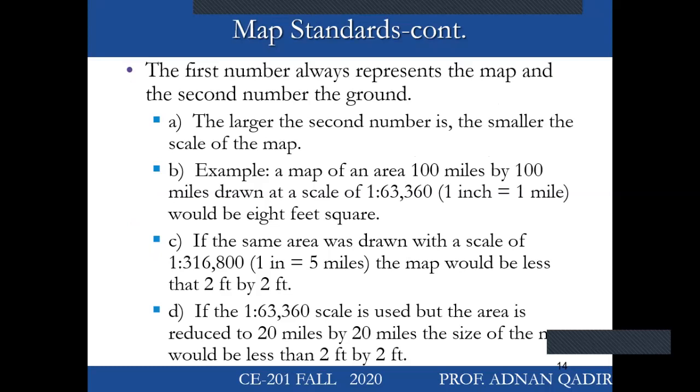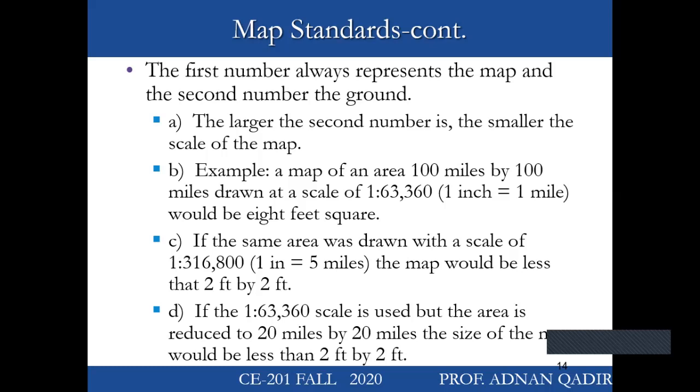Now, to continue with this, the first number always represents the map and the second number the ground. When we say the larger the second number, the smaller the scale of the map. For example, a map of an area 100 miles by 100 miles drawn at a scale of 1:63,660 would be 8 feet square.